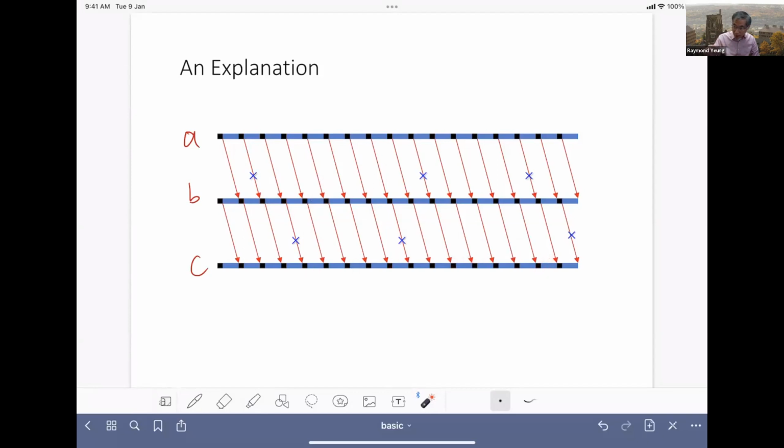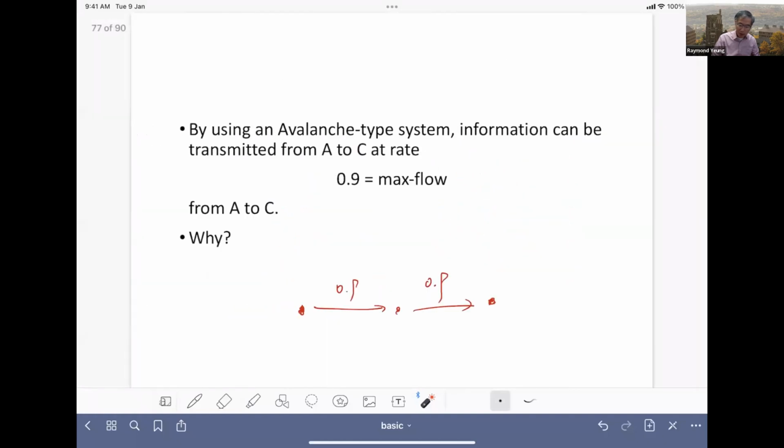Okay, and at least intuitively, I can explain to you that if you consider from point A to a point here on level C, you consider max flow, and this max flow actually would grow at a rate equal to 0.9 linearly with respect to time. Okay, so because of this, as long as you have enough max flow, if you apply random linear network coding in between, then you would be able to do the decoding, and that's why using an avalanche type system, you would be able to transmit information reliably at rate equal to 0.9.